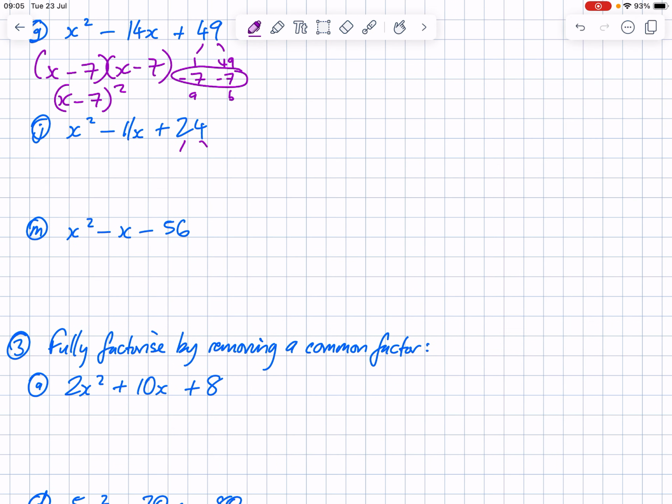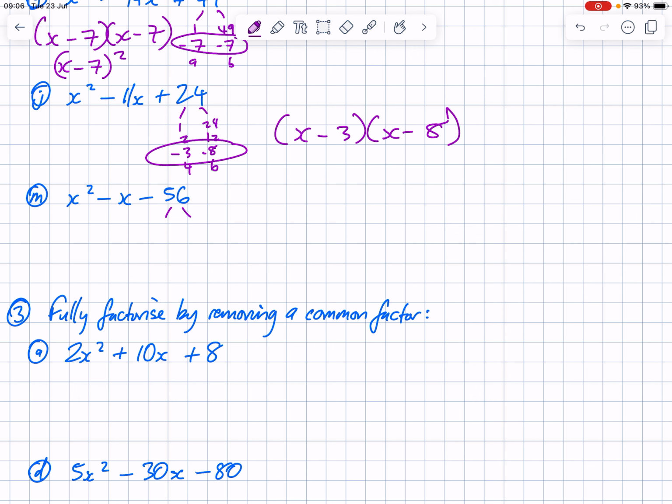Next one, factors of 24: 1 and 24, 2 and 12, 3 and 8, 4 and 6. Next one's going to be 6 and 4. So that's it. I cannot get negative 11 using 1 and 24. I can't do it with 2 and 12, but I can do it with 3 and 8. It'll be negative 3, take 8. So that's my A and that's my B. So this factorizes to x take 3 and x take 8.